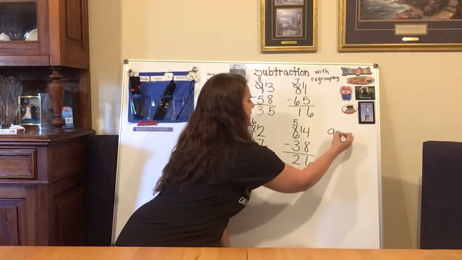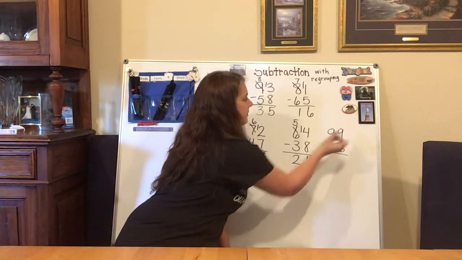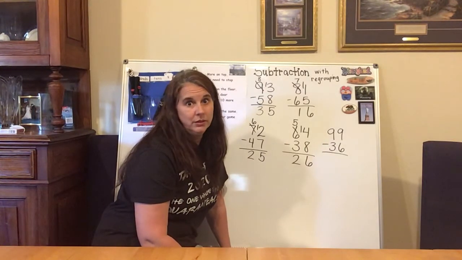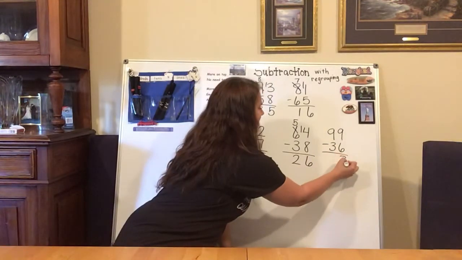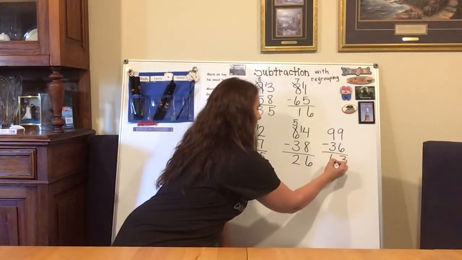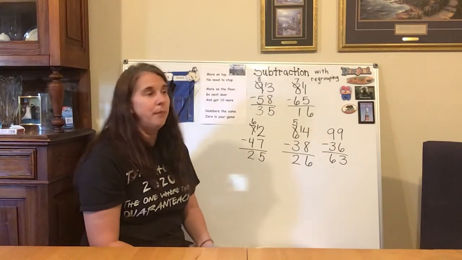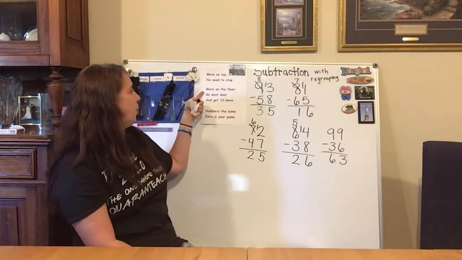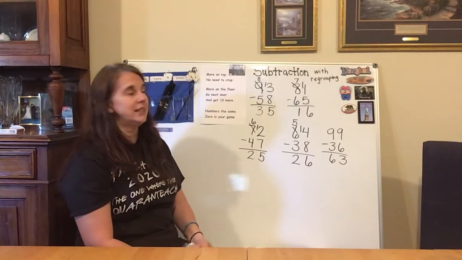Let's do one more. 99 take away 36. Now, our number on top is bigger. If we have 9, we can take 6 away, so we don't need to borrow. So 9 take away 6 is 3. 9 take away 3 is 6. All right, so I just wanted to show a subtraction where we didn't have to regroup, because remember, if there's more on top, no need to stop. But more on the floor, we need to go next door and get 10 more from our tens.